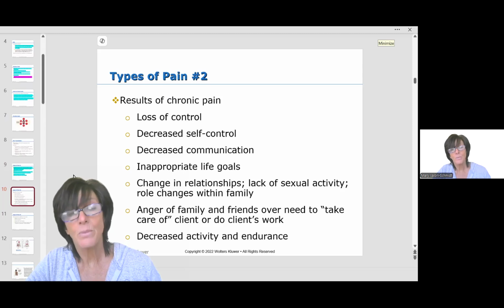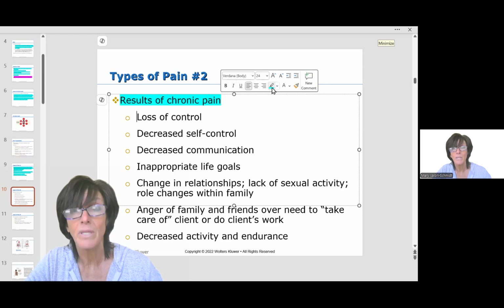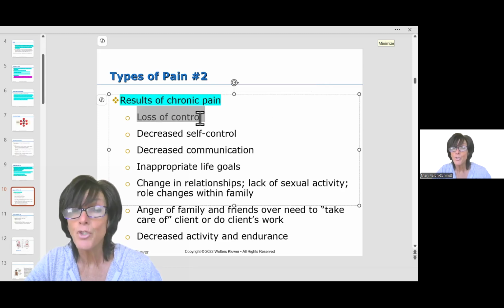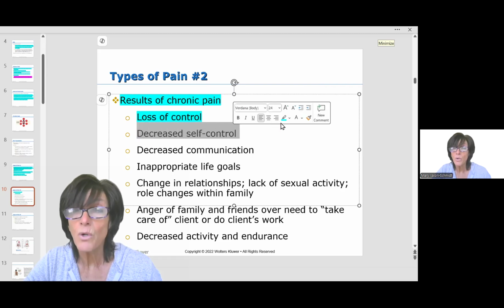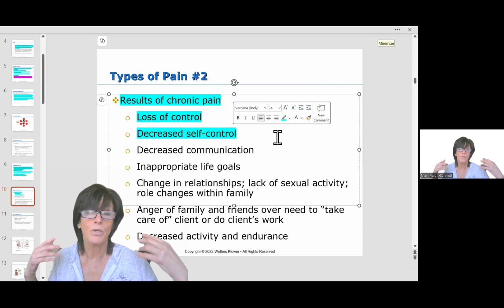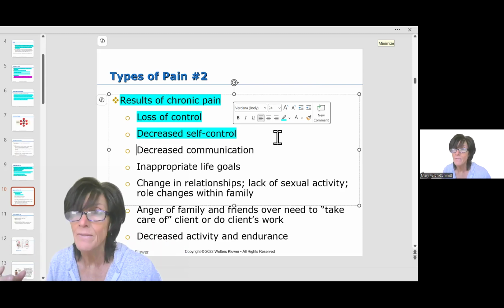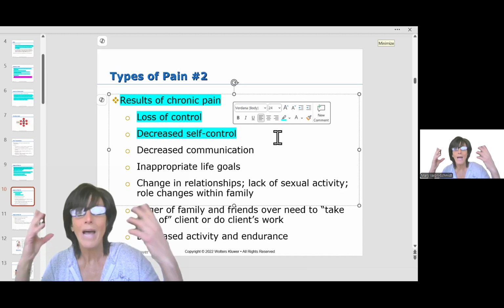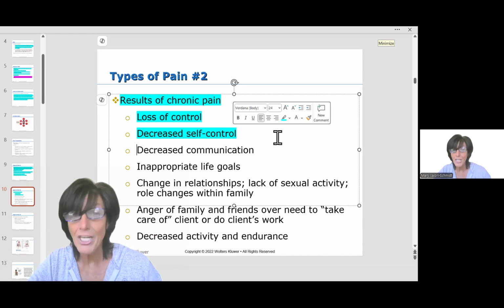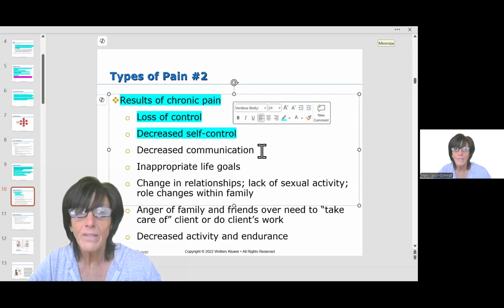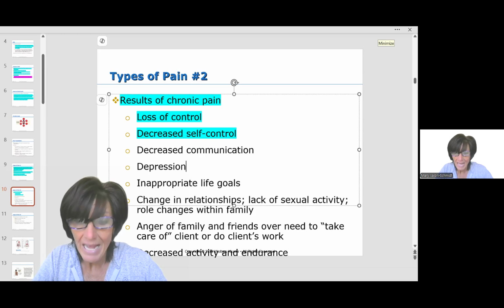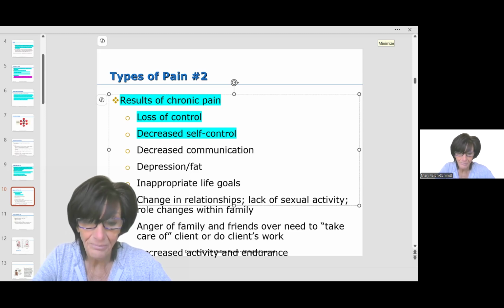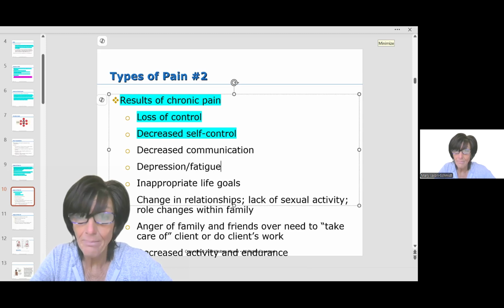So chronic pain is a problem. And what can chronic pain do? The results of chronic pain can be really bad. People feel like they're out of control. They have no self-control. It affects their personal life and their roles and responsibilities with their loved ones, their family, their friends. It changes their whole outlook on life. It causes depression, decreased communication. I'm going to add depression here. Depression and extreme fatigue, like we talked about in that cycle of pain.